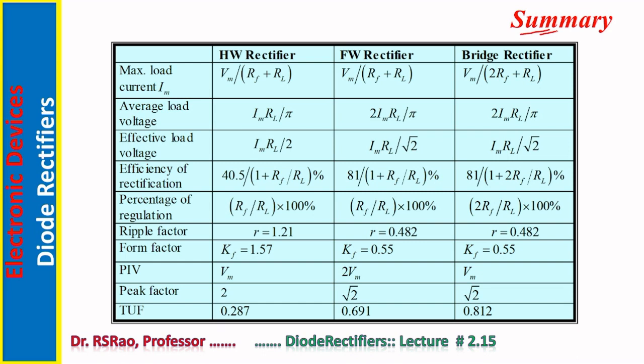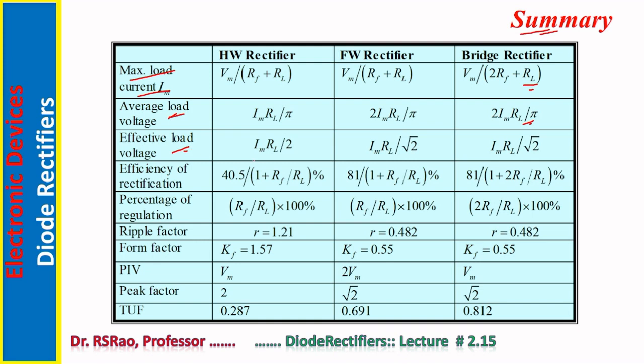Summary is mentioned in this slide. Maximum load current is Vm by (Rf plus RL) for the half wave rectifier. It is the same for the full wave rectifier. It is Vm by (2Rf plus RL) in the case of the bridge rectifier. Average load current is Im by pi for the half wave rectifier. It is double for the full wave rectifier, and the same as the full wave rectifier for the bridge rectifier.